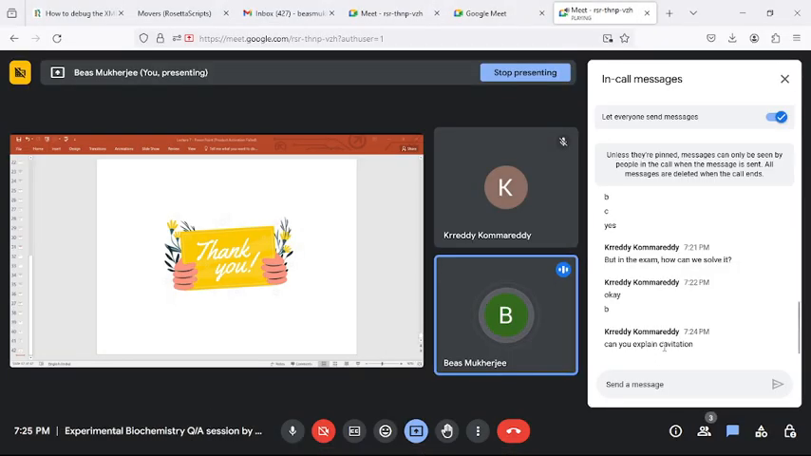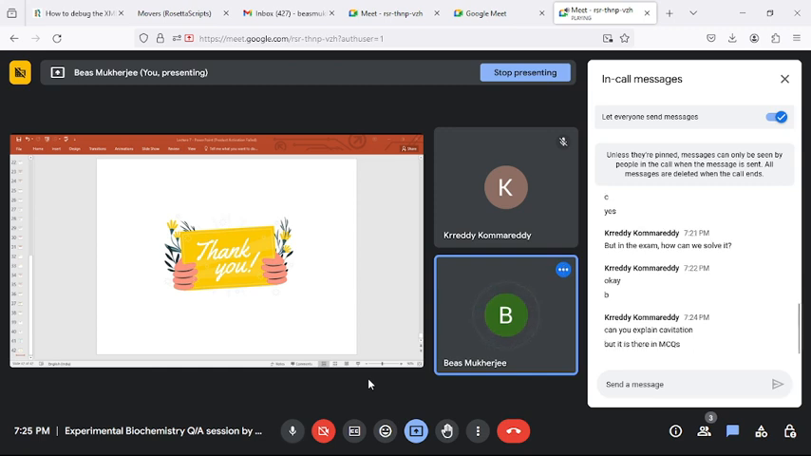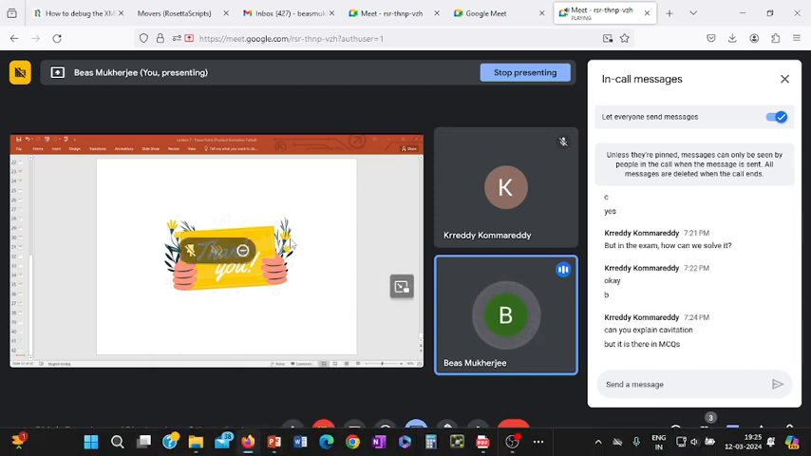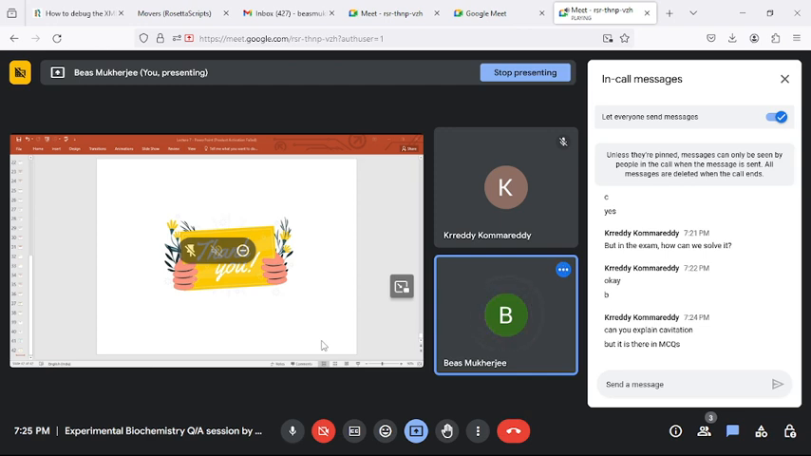Can you explain cavitation? I haven't talked about it in this lecture, so I'll have to look into it. I too will have to look into it. What do you want to know about it? In what respect are you talking? It is there in the MCQs. Cavitation. MCQs of this week. Okay, I will look into it and I will tell you about it in the next class.